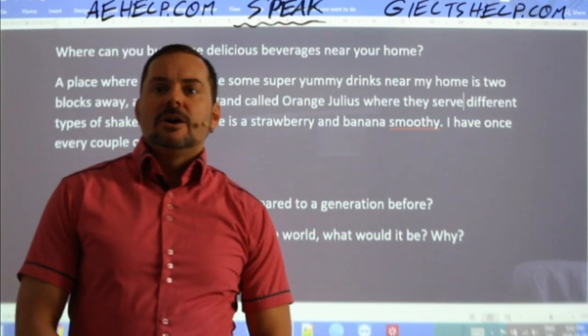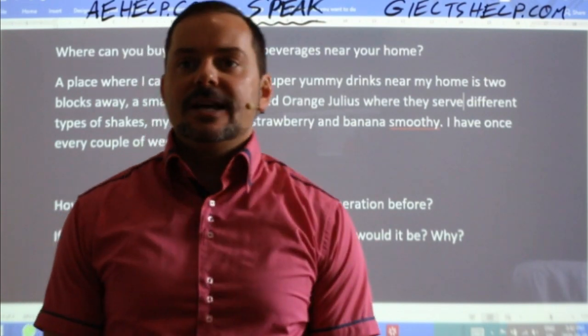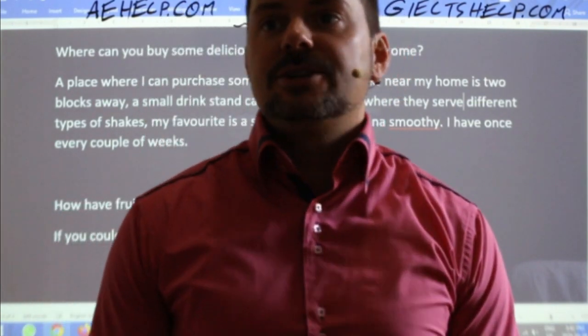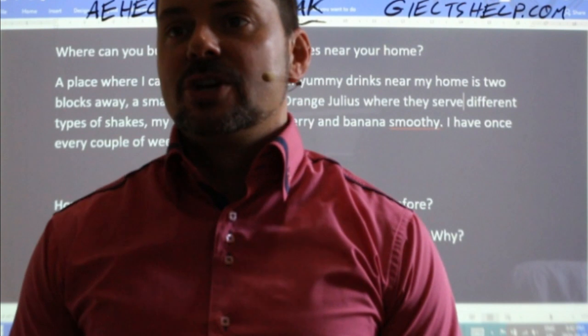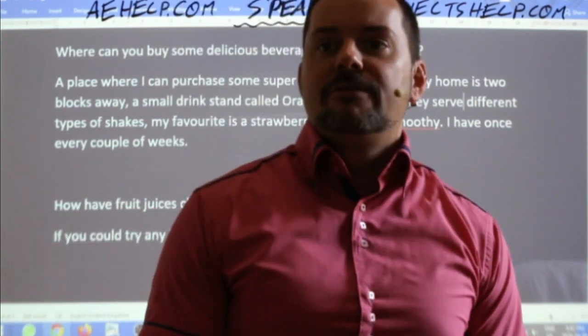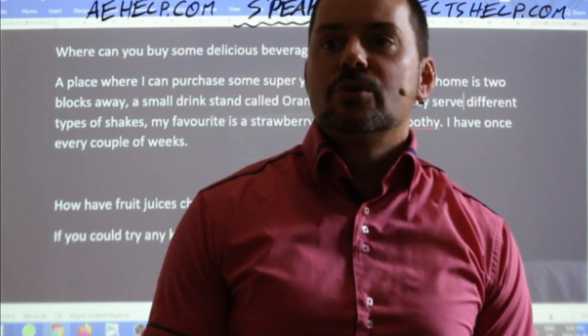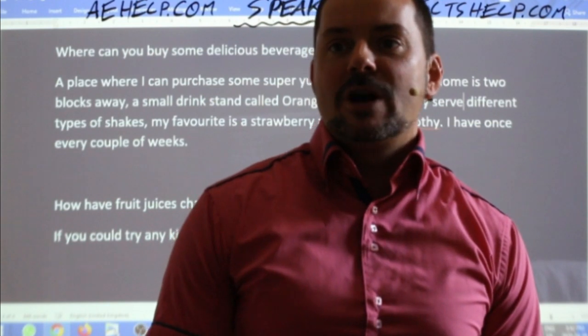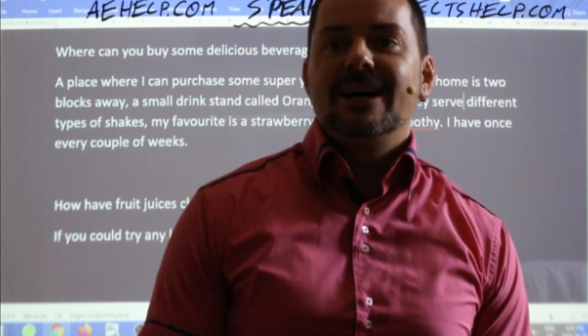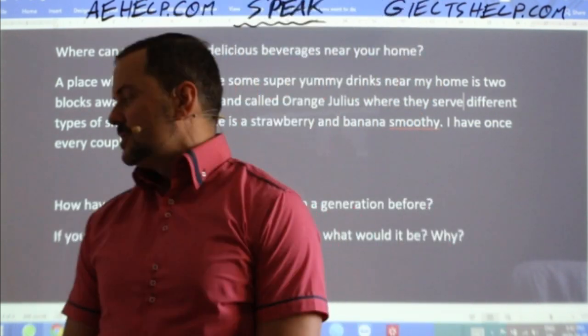Boomy, our member, Shatbar, says, well, as I live in the center of town, I can buy a tasty beverage about 4 blocks from my home on foot. It's called Gracie Plum. They have a variety of drinks, and I go there about 3 times a week. Boomy, very nice answer. Really nice.